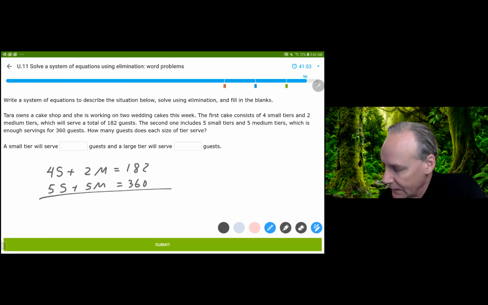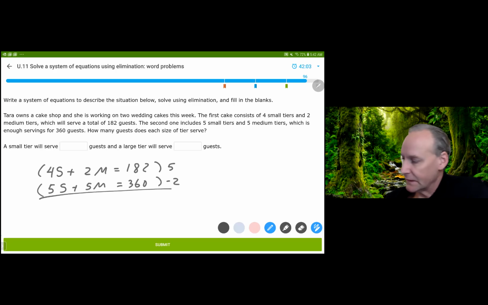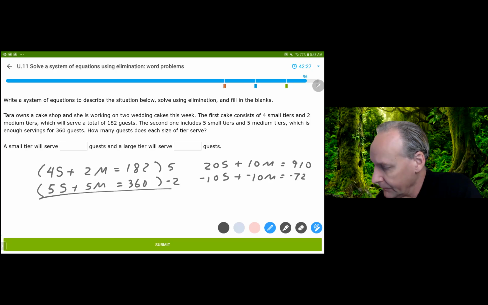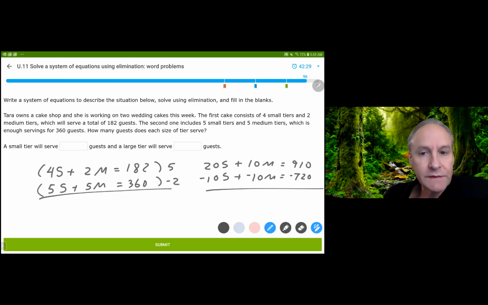We can multiply the top by 5 and the bottom by the negative 2. And it's going to work out really nice. That's going to give us 20s plus 10m is equal to, looks like 910. And then we're going to have negative 10s plus negative 10m is equal to negative 720. And it works out pretty nice.